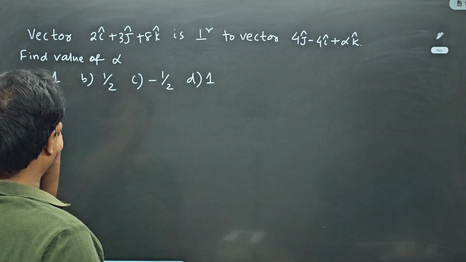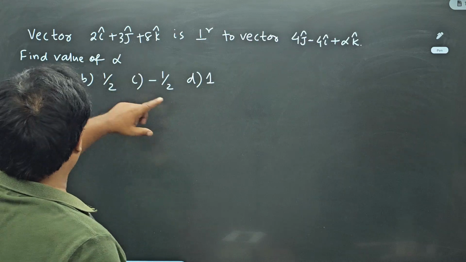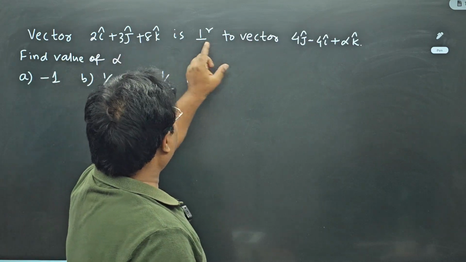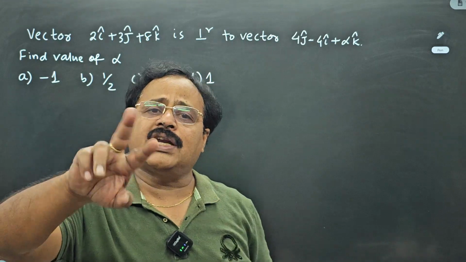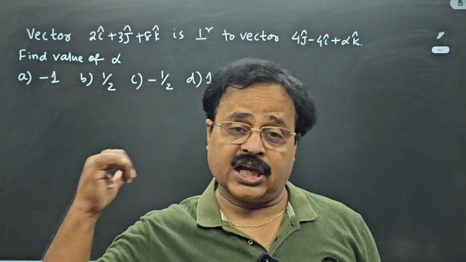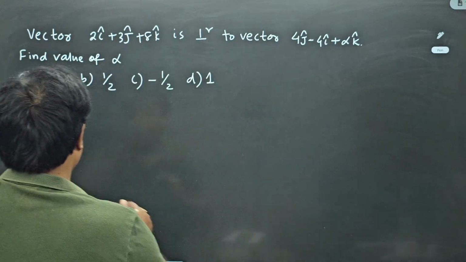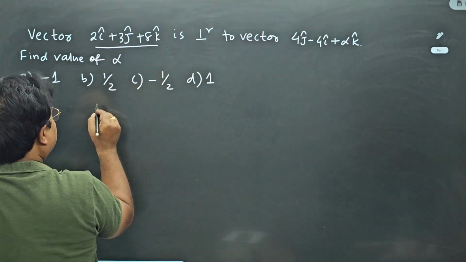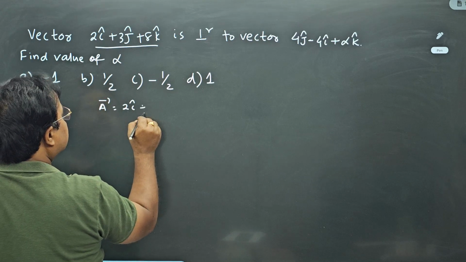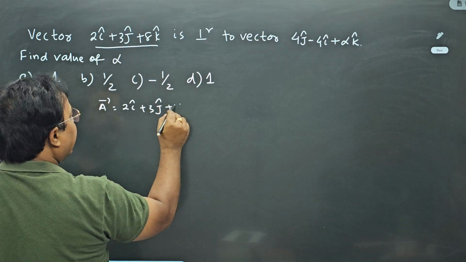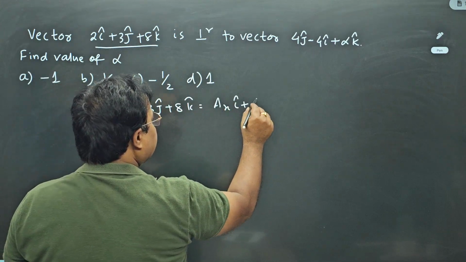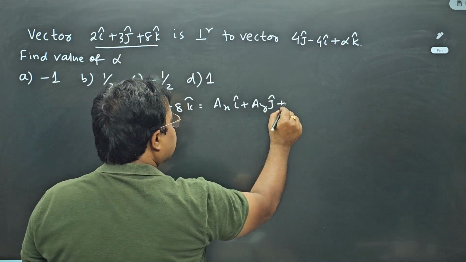Okay, my dear students, you see, this a vector is perpendicular to b vector. If two vectors are perpendicular to each other, then their dot product is equal to 0, as I had already explained earlier. Here you take this as a vector. A vector is equal to 2i cap plus 3j cap plus 8k cap, which is equal to ax i cap plus ay j cap plus az k cap.